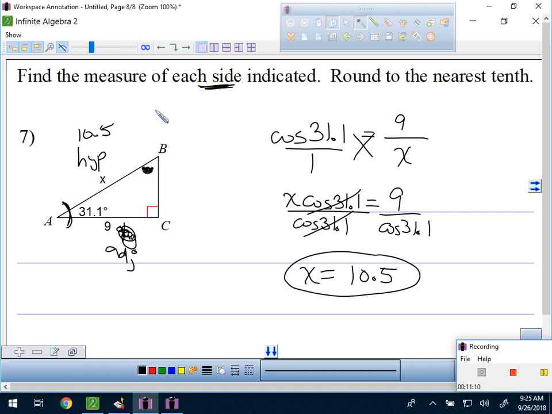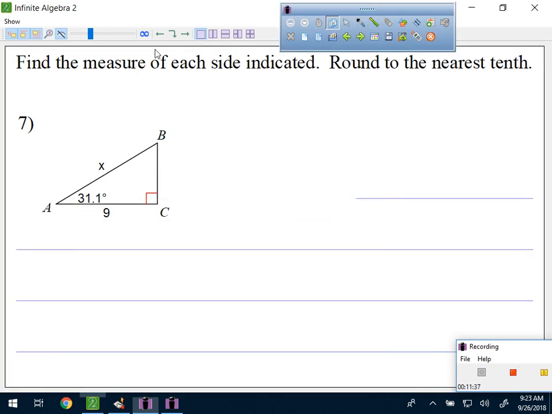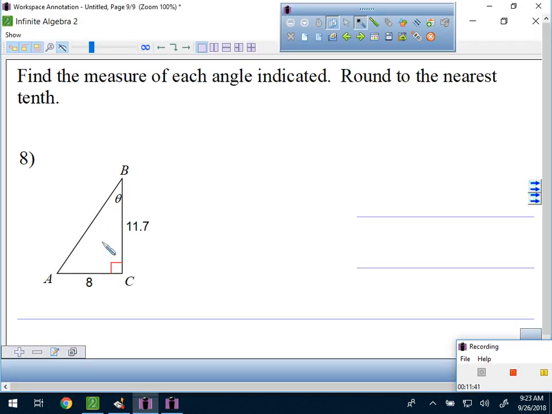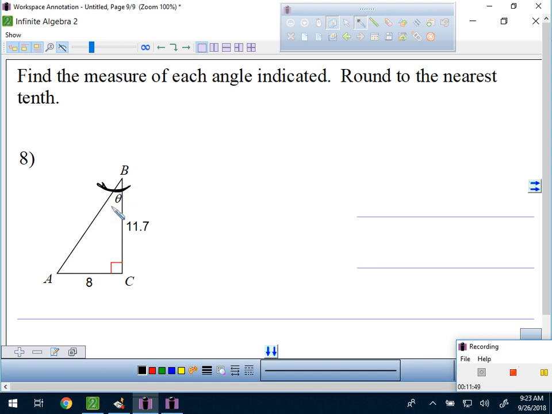All right, now, number 7 was all about finding a side. Number 8, though, is actually about finding an angle. So, again, you could use law of sines for this as well, because you could pair up the angle with 8 and the 11.7 with that angle, but I'm going to use the trig ratio. So here's the angle that I need, that angle right there. So that makes this opposite and this adjacent, which means that I'm going to do tangent.